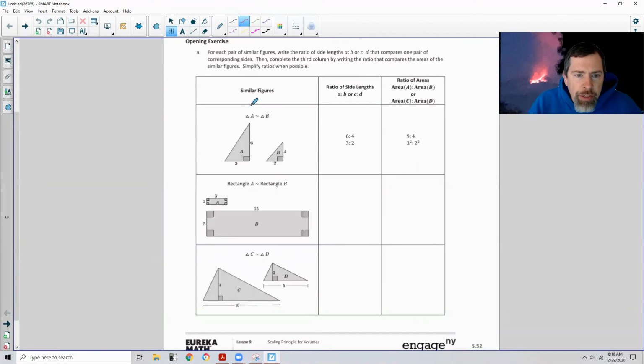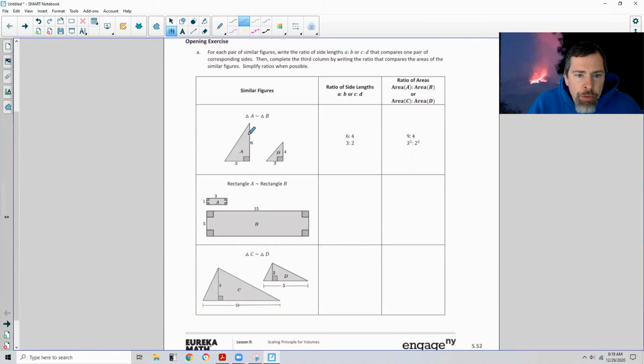All right, so here's what they've done. They said that triangle A is similar to triangle B, A is to B. And side length 6 is to length 4. And that's what we're doing, we're just doing a ratio setup. So the altitude or height is 6 to 4, and the base is 3 to 2. And then what you do is take the ratio of the areas.